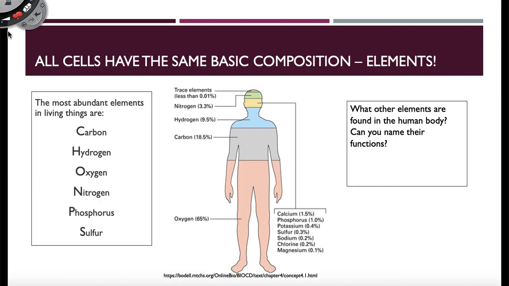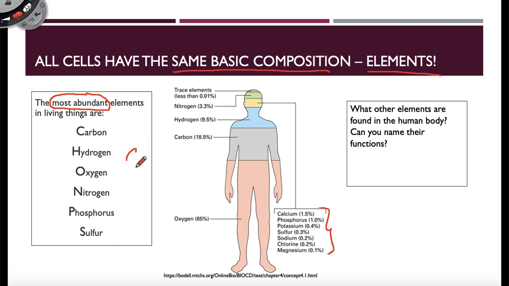All right, so moving on to the first slide here. We need to understand that all cells have the same basic composition, and that's because they all share pretty much the same elements and certain chemical reactions that happen within those cells. Now, we need to be able to differentiate between the most abundant elements and then elements that are not as abundant, so are found in the body in less proportion and less percentages here.